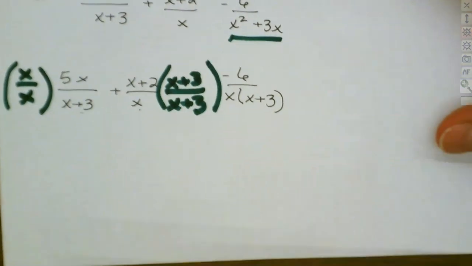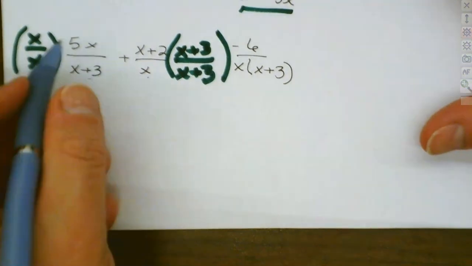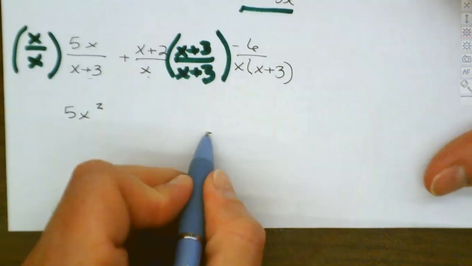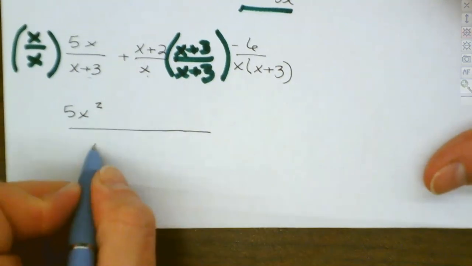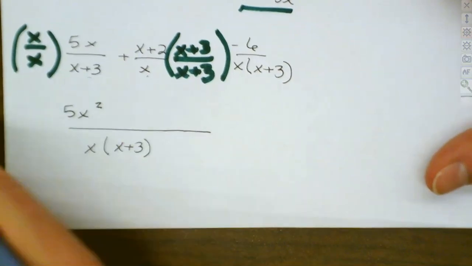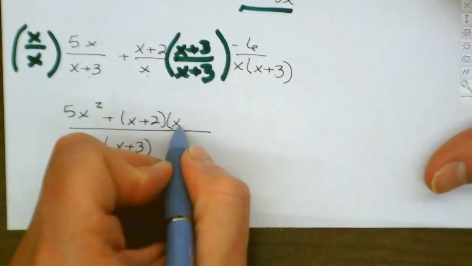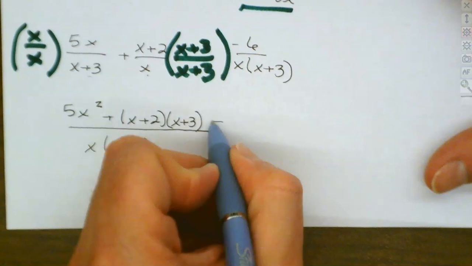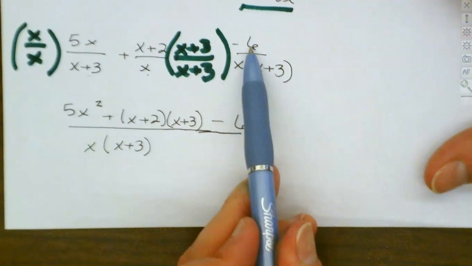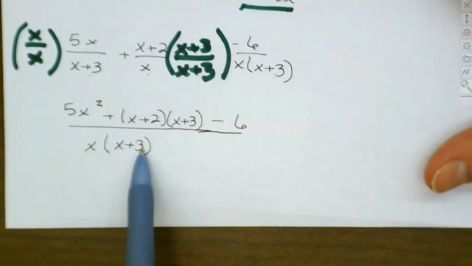Now, let's combine and see what we have. So we've got 5x times x. That's 5x squared there. This, by the way, is all going to be over x times x plus 3. Then we have x plus 2 times x plus 3. It's there. And then we have a minus 6. Nothing needs to be multiplied here because it's still over what? X times x plus 3.